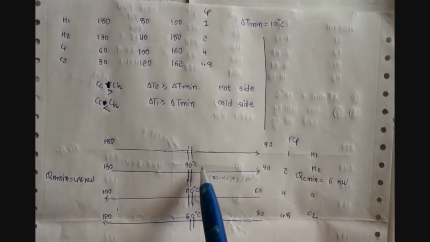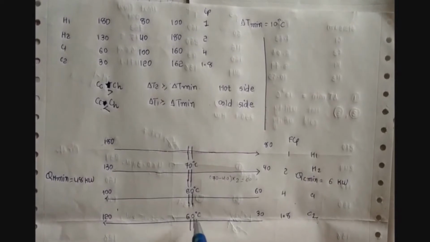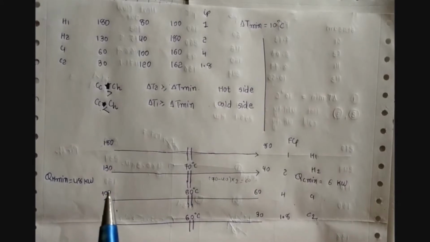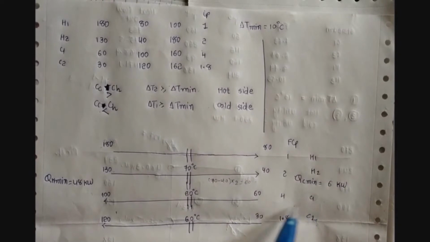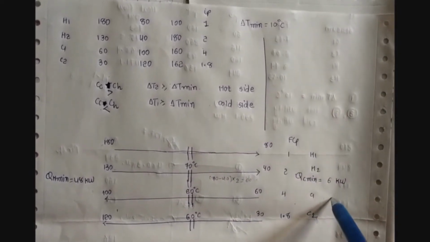We have divided this problem into two parts, one on the cold side of the pinch, one on the hot side. This is the pinch temperature. At the hot side it has a temperature of 70 degrees Celsius, at the cold side 60 degrees Celsius, right? This problem we have already discussed in lecture number 2, the temperature interval method, in which we solved it. That's why we know the minimum energy requirements: for the hot utility it is 48 kilowatt and for the cold utility it is 6 kilowatt, right?